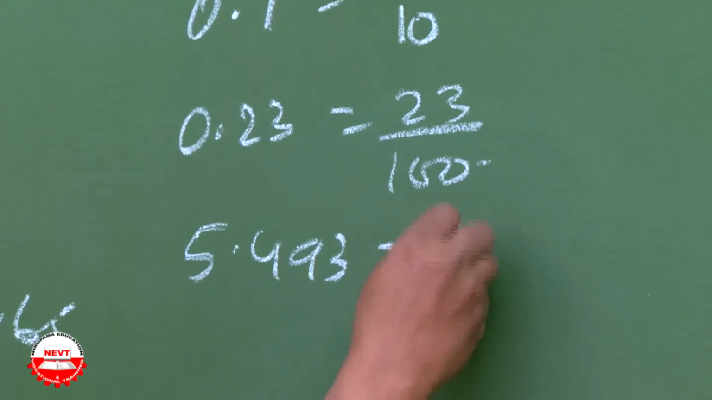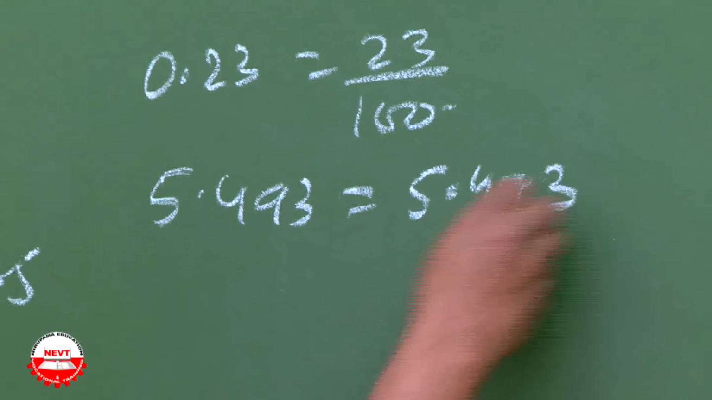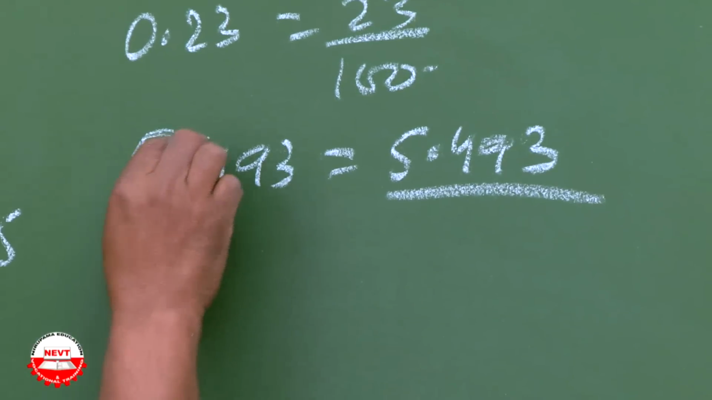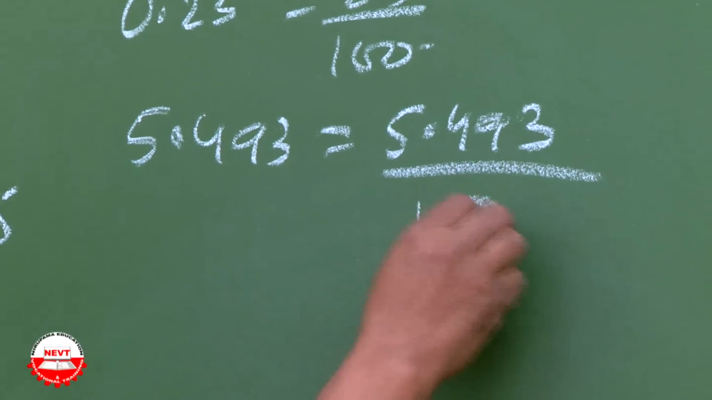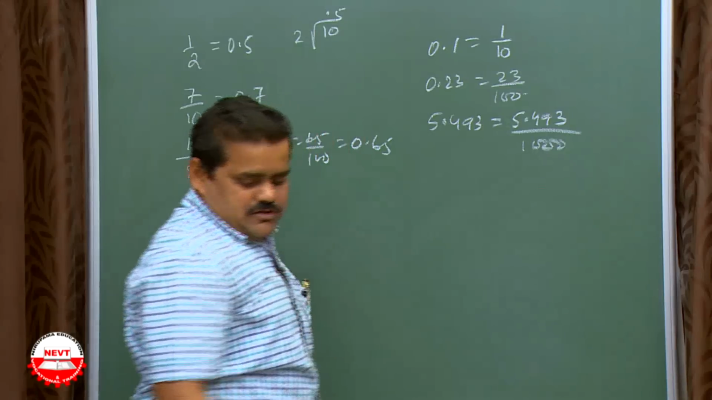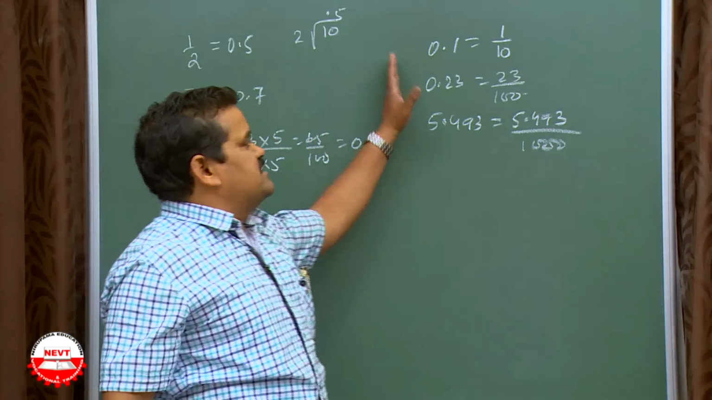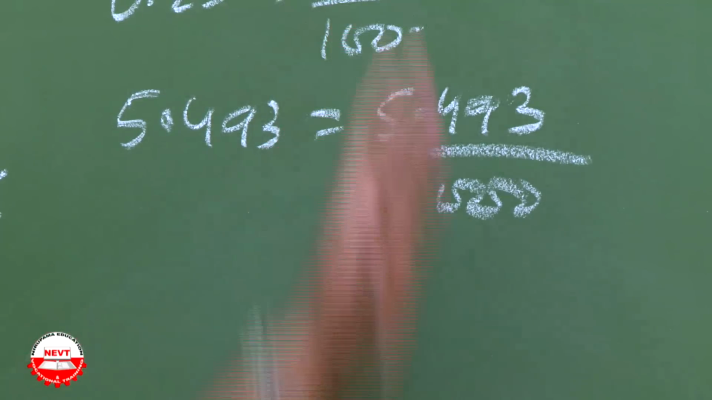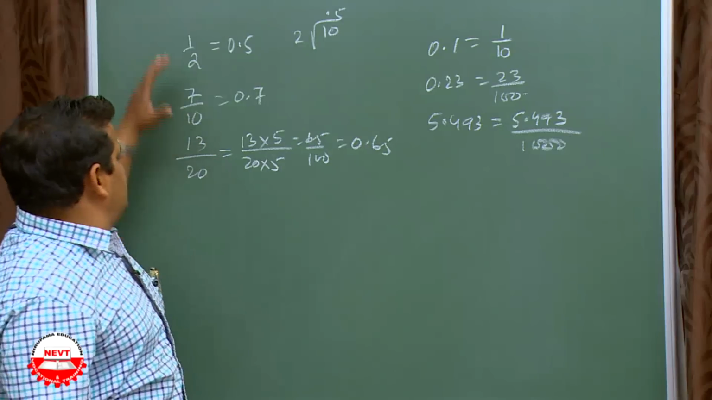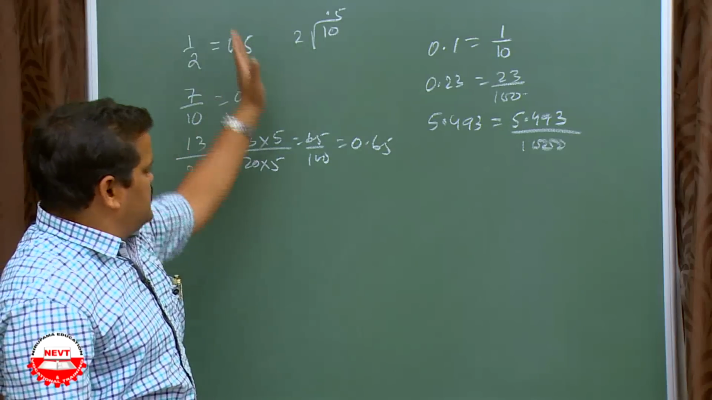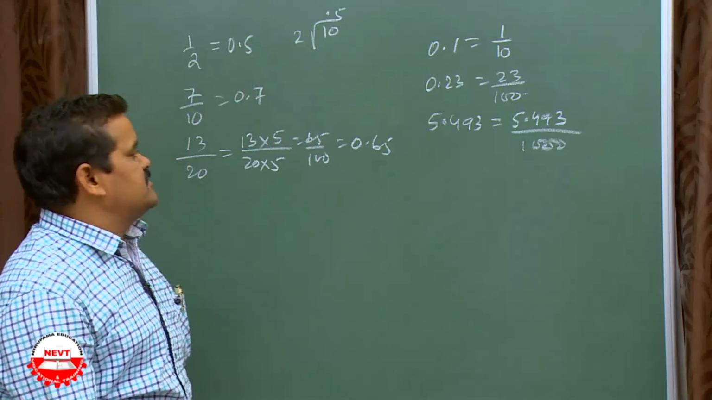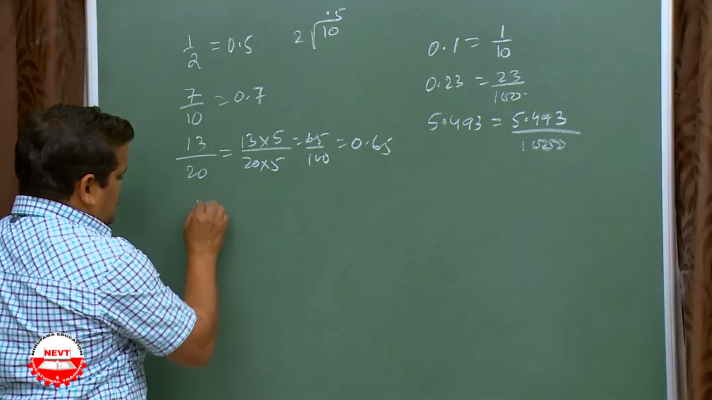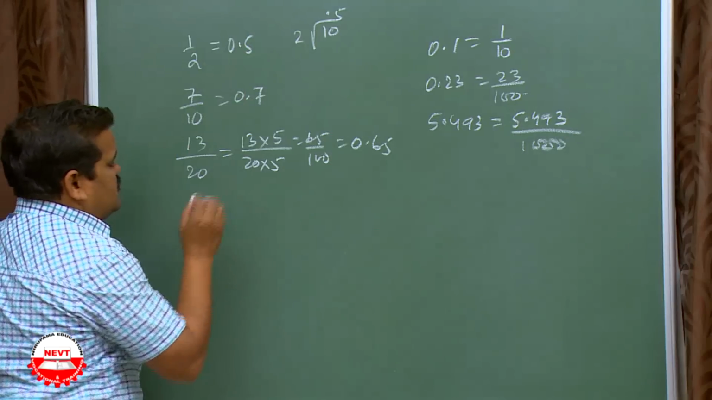5.493 is equal to 5.493 by, after decimal 3 places, so 1000. Okay? So terminating decimals you can easily convert into P by Q form, or the fractions you can convert into terminating decimals. But just look here, 1 by 3 is equal to how much?